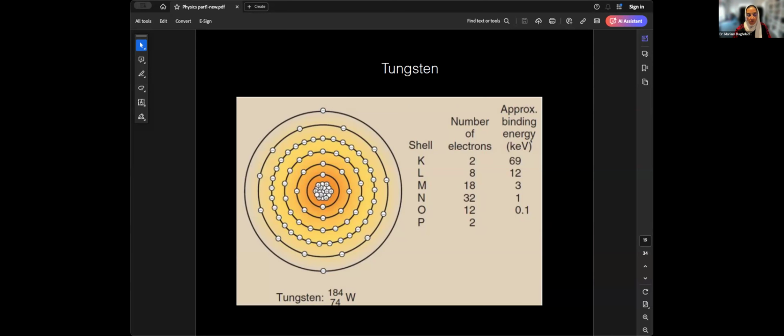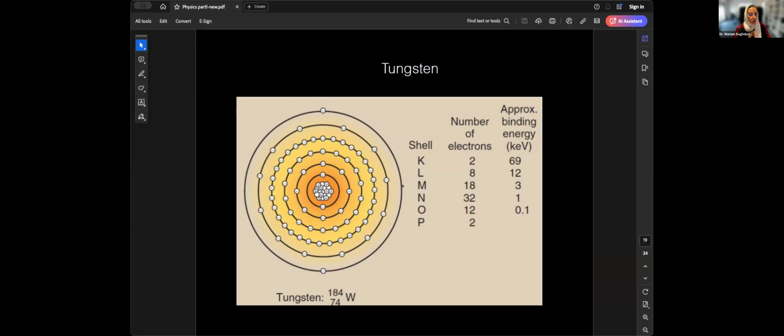So look at the numbers over here. If we look at the binding energy, the K shell is the innermost shell. It is 69 keV, which is kiloelectron volts, right? 69. Versus when I go outside to the O shell, look how the binding energy decreases. It's 0.1. So it's very easy to remove an electron at the outer shell. But removing an electron in an inner shell is going to be very difficult, right?